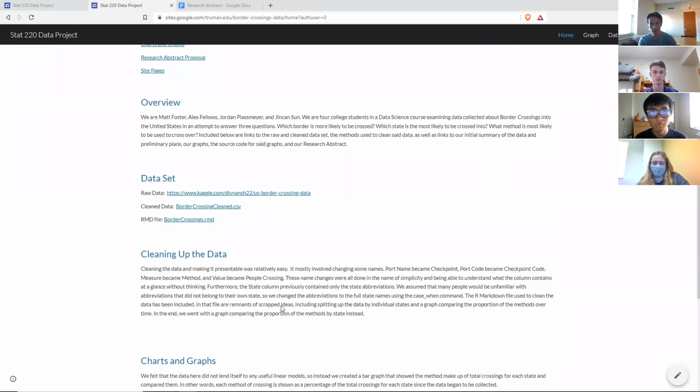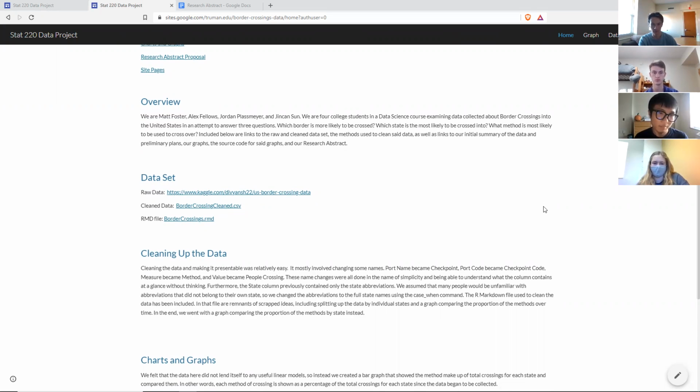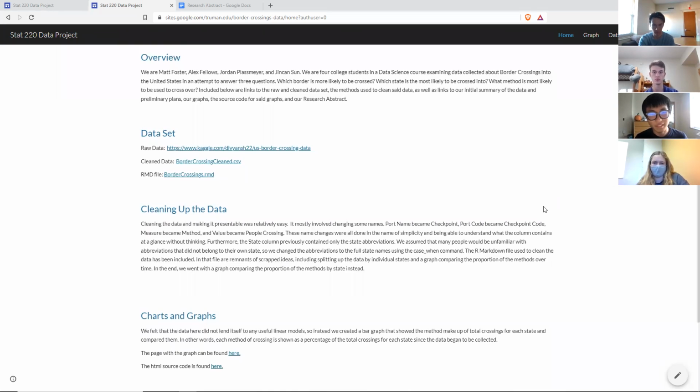So moving on to how we cleaned up the data. Cleaning up the data and making it predictable was relatively easy. It mostly involved changing some names. Port name became checkpoint, and port code became checkpoint code. Measure became method, and value became people crossing. These name changes were all done in the name of simplicity and being able to understand what the columns are without thinking.